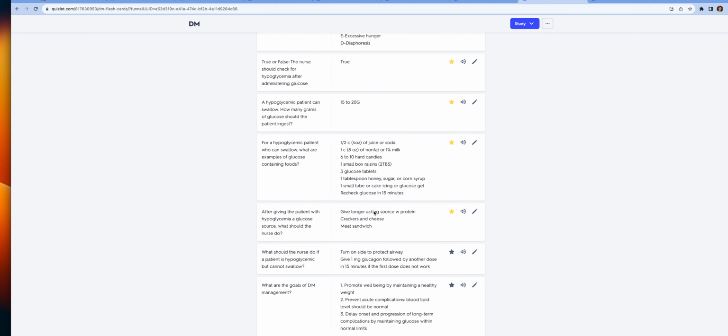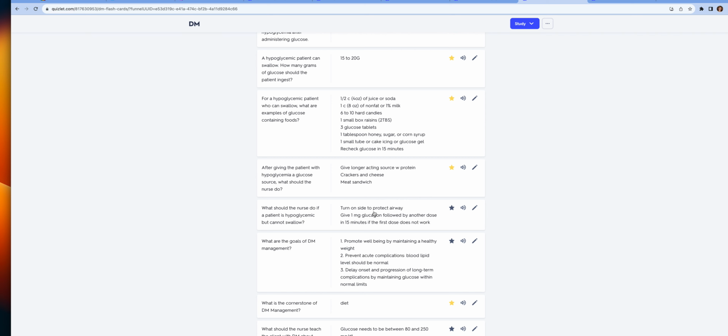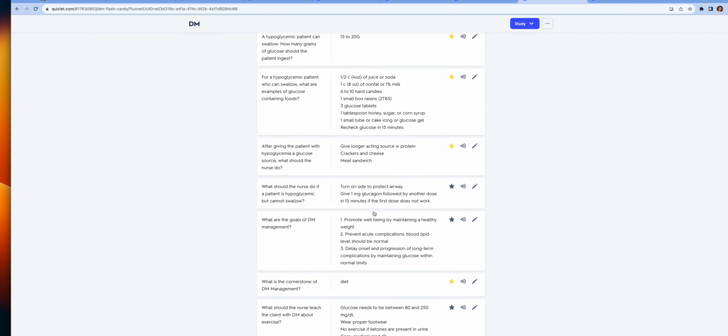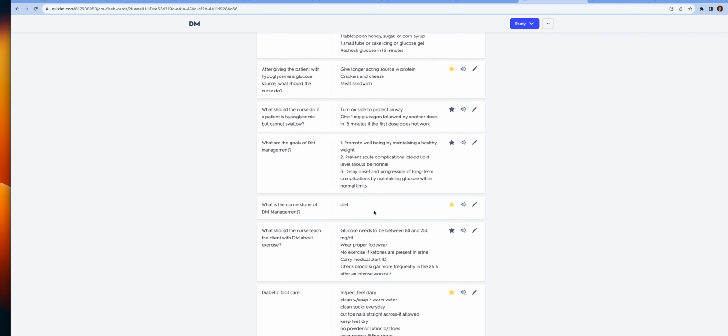glucose source. Okay. So if somebody is hypoglycemic but they can't swallow, turn them on their side and give them glucagon. Okay. So you want to know that. The cornerstone of diabetes management is going to be lifestyle changes, diet changes, and exercise. So you have to counsel them on that. And the reason you want to counsel them on that is to prevent the long-term sequela of the vascular problems, the renal problems, the problems with the eyes, to try to keep that at bay. So the cornerstone of treatment is diet and exercise.